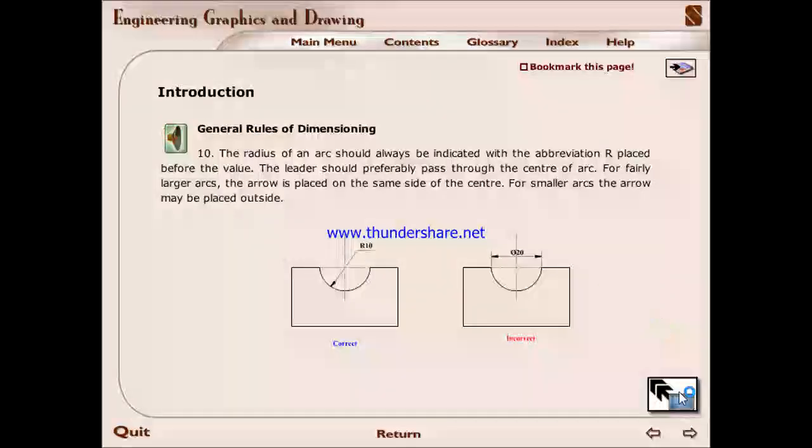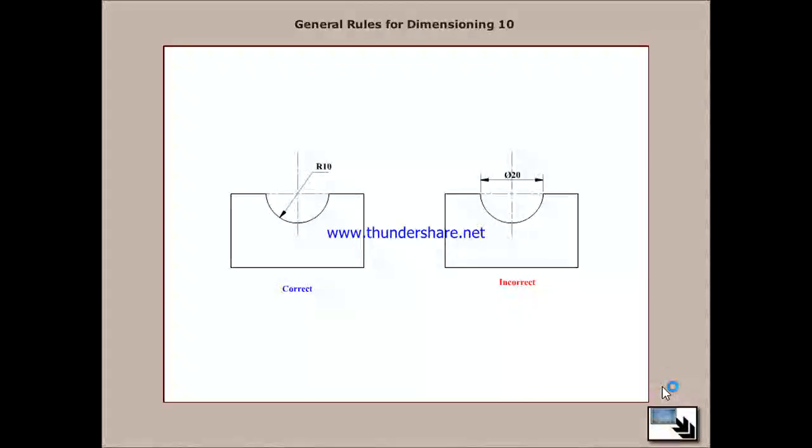The radius of an arc should always be indicated with the abbreviation R placed before the value. The leader should preferably pass through the center of arc. For fairly larger arcs, the arrow is placed on the same side of the center. For smaller arcs, the arrow may be placed outside.